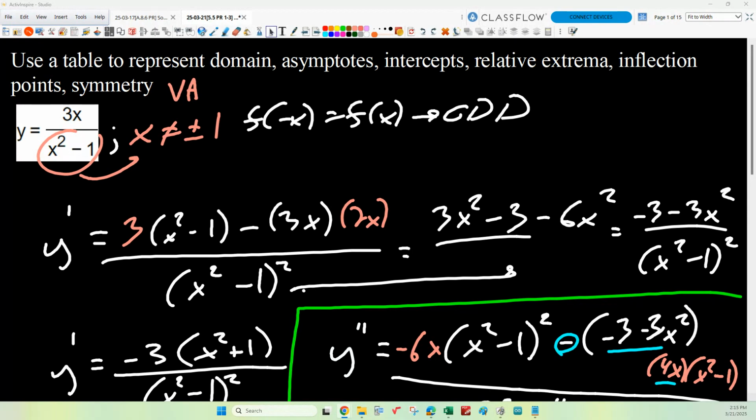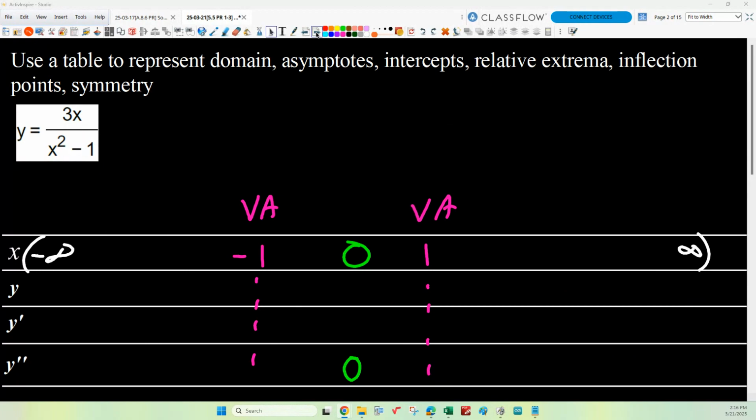Or you can use L'Hopital's rule and just differentiate top and bottom separately until it's no longer indeterminate, which is only one time, right? If you differentiate once, you get 3 on the top and you get 2x on the bottom, and so you get 3 over infinity, so you know it's 0. Either way, let's write that in, the limits at the infinities are 0.